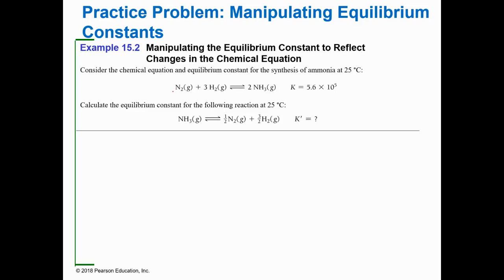So here I see that N2 is a reactant, but on the bottom one, it's a product, which means I flipped my reaction. So I've already got to do 1 over K. Also notice the coefficient is different. It's halved from the first reaction to the second one. So we're going to have to square root it, which is raised to the half power.